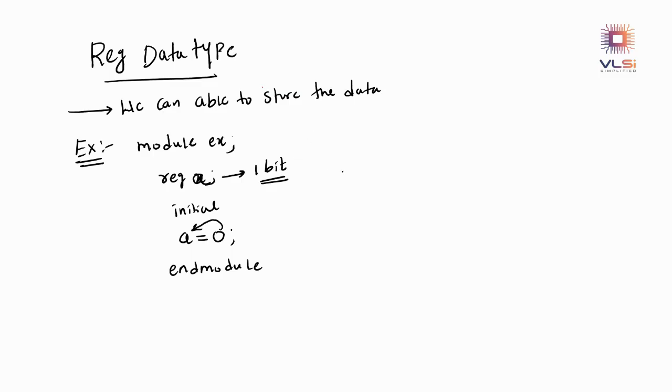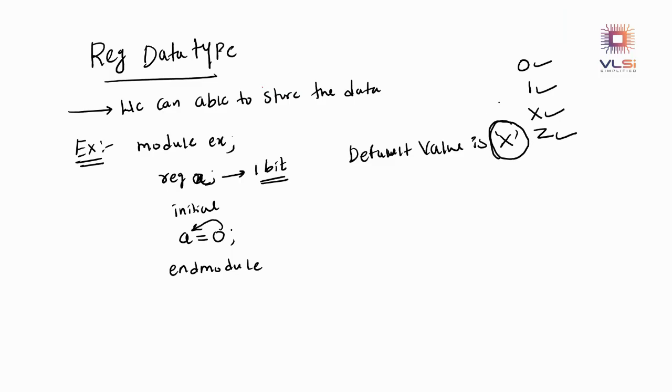So the default value for reg data type is don't care. We have seen the values 0, 1, don't care, and z. 0 is logical low, 1 is logical high, then don't care, and z. So the default value for reg data type is don't care.